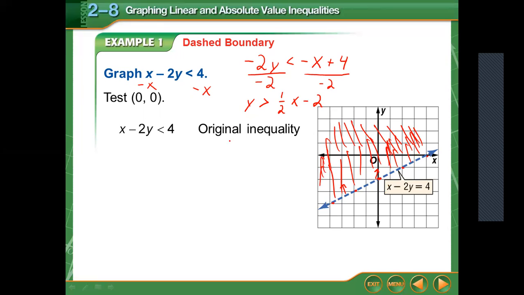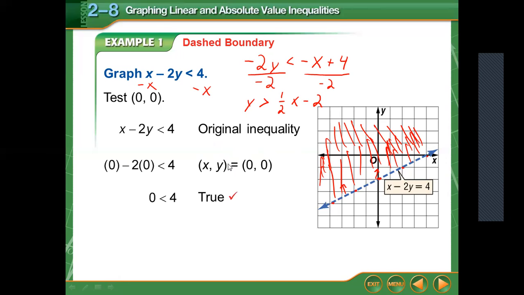So looking at just the process here, we're solving for y, so we're getting y by itself, and we are remembering that any time that we multiply or divide by a negative, we must flip the inequality. So without further ado, I want you to try some more problems here.